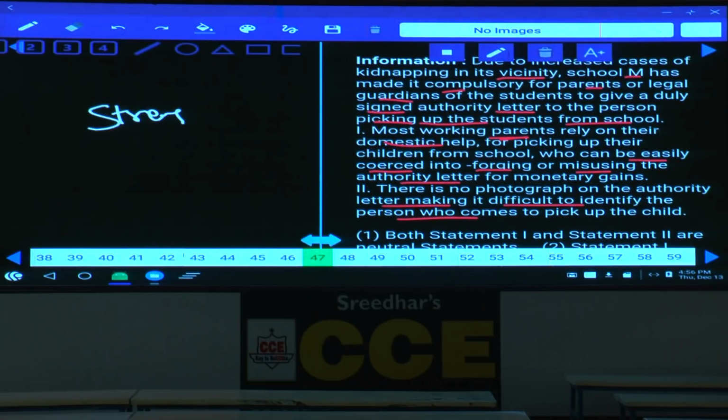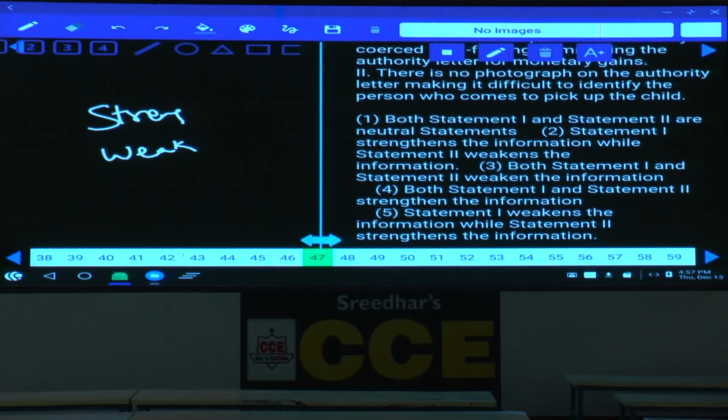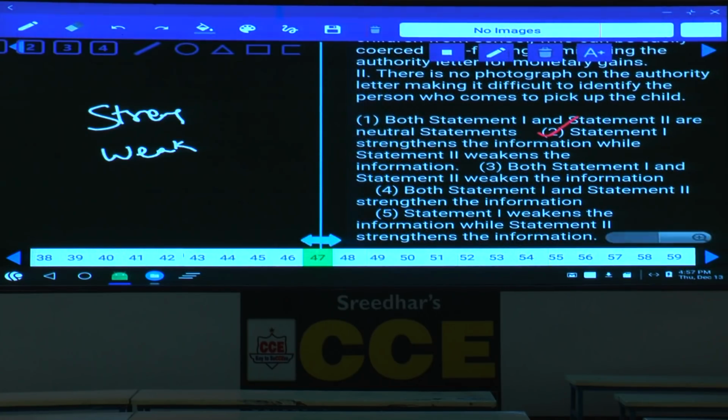Whoever carries that letter with them will be sent by those people. Is it a negative aspect or not? Hence, it weakens the cause of the school administration, because though they have made it compulsory, without the photograph, whoever takes the letter will be sent, and it will create another problem. Hence, what is your answer here? The first one is strengthening and the second one is weakening. Then what is your answer here? Choice 2.